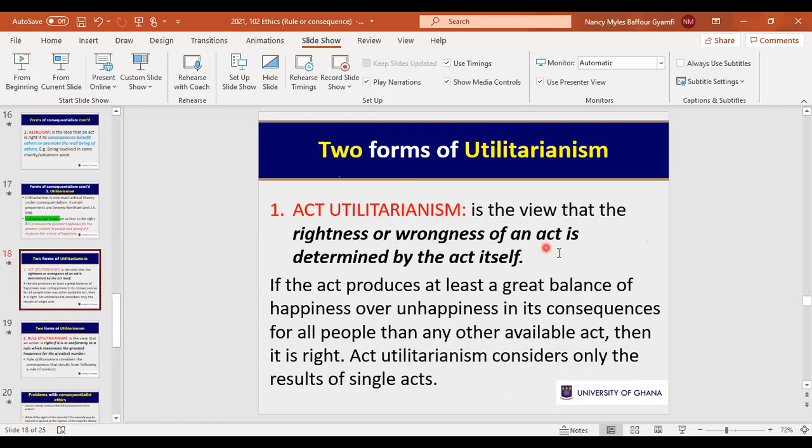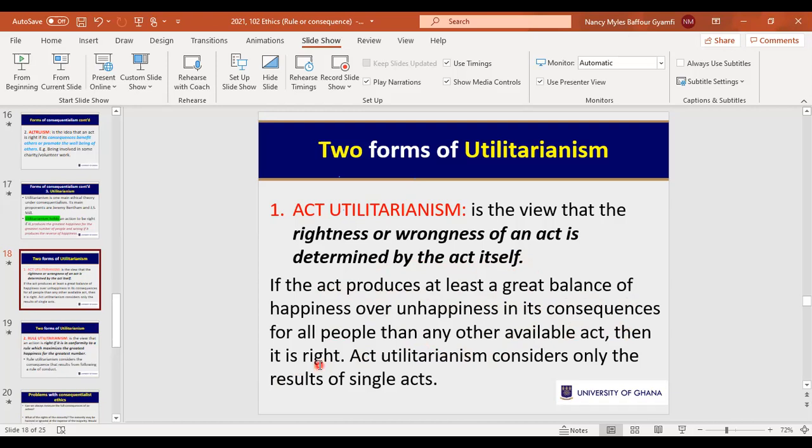Now, two forms of utilitarianism. The one that focuses on the action itself, okay, act utilitarian. Then the other one which focuses on the rule that led to the action. So act utilitarianism is the view that the rightness or wrongness of an act is determined by the act itself. If the act produces at least a great balance of happiness over unhappiness in its consequences for all people than any other available act, then it is right.